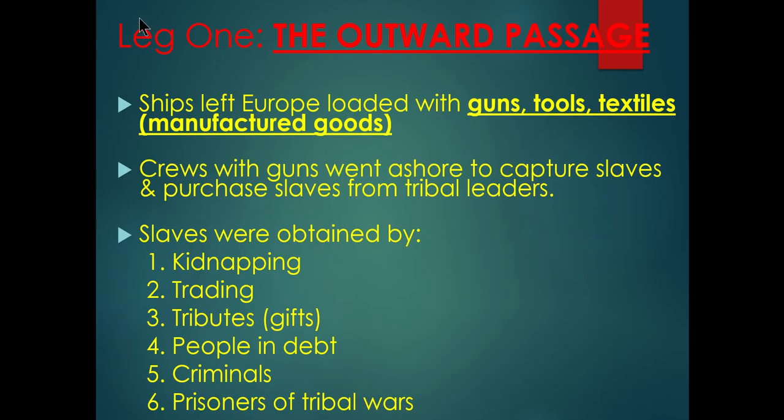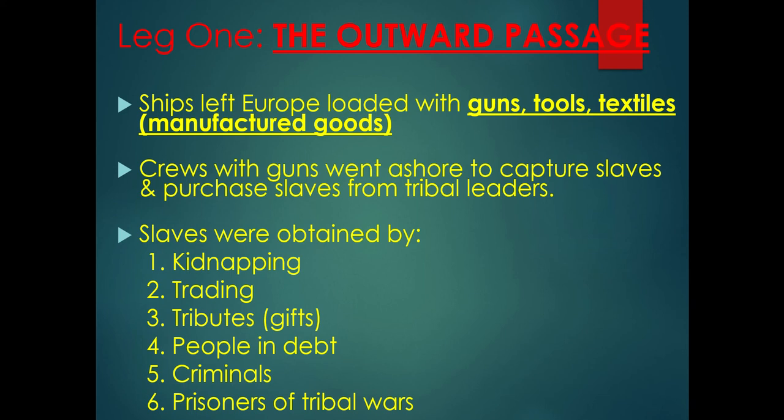All right, so leg one. We're going to talk about where the tip of the triangle started, the outward passage. Ships would be in Europe. They would load up those European ships with things like guns, tools, textiles, and a textile is like fabric, and other stuff, as we saw, like pots and pans. They would load them onto the ships in Europe. Then they would sail to Africa.